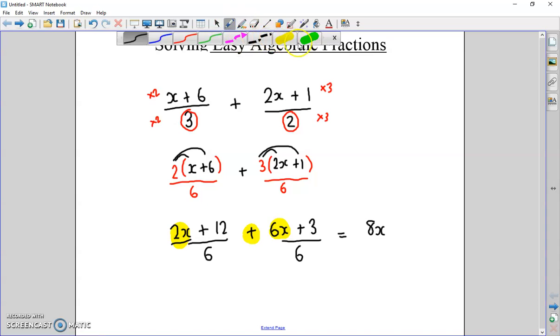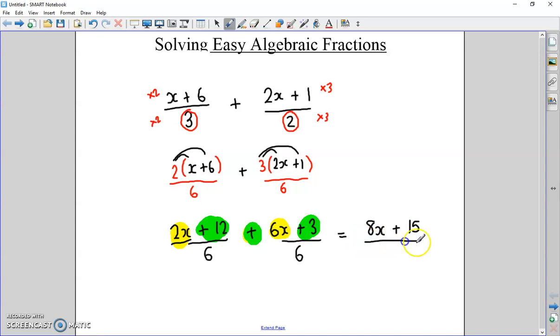And then we've got 12, normal 12, add 3, 12 add 3, 15. It won't always be an add. They can get a little bit tricky, especially with minus numbers. All of that over 6. There you go. You've added some algebraic fractions together.